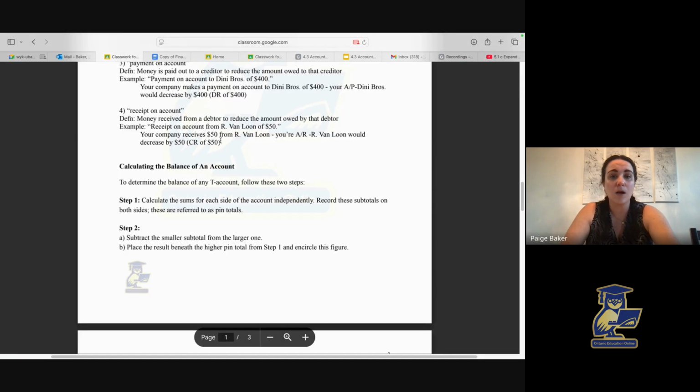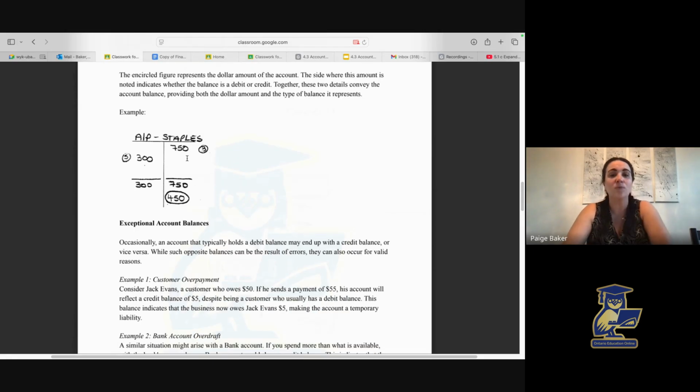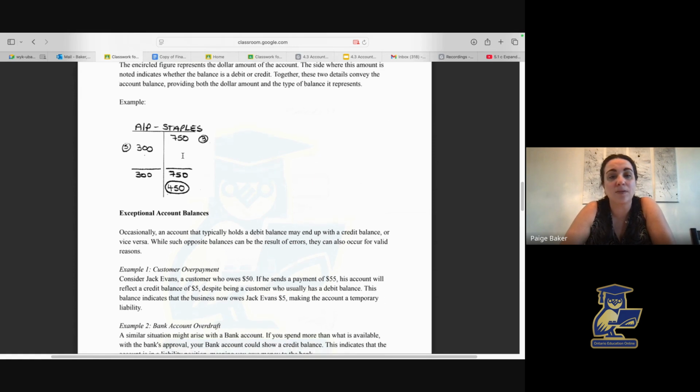Now, here's another example of an account. So we have accounts payable. In this case, this is Staples. So we have our transaction number 3, our transaction number 5. There was no beginning balance on the balance sheet. So I only have 2 transactions here. I have my pin total of 300, my pin total of 750, and the difference is 450, and that is my circled amount.